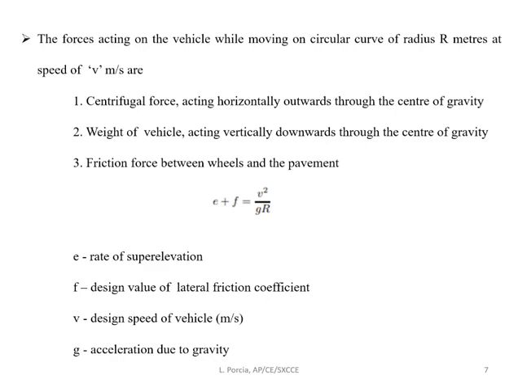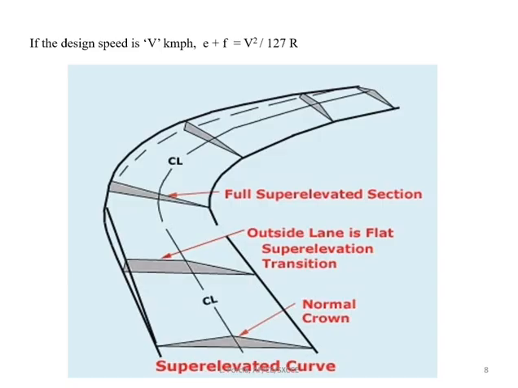So another formula for the super elevation rate is e plus f equal to V square by GR. Here e is the rate of super elevation, f is the coefficient of lateral friction, V is the design speed of vehicle in meter per second, G is the acceleration due to gravity, and R is the radius of the horizontal curve in meters. And if the speed is given in kilometer per hour, then e plus f equal to capital V square divided by 127 R is the formula.